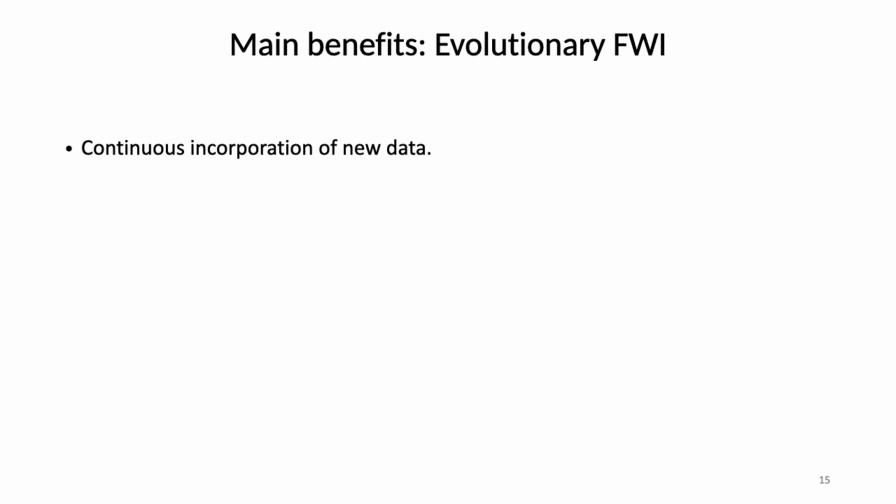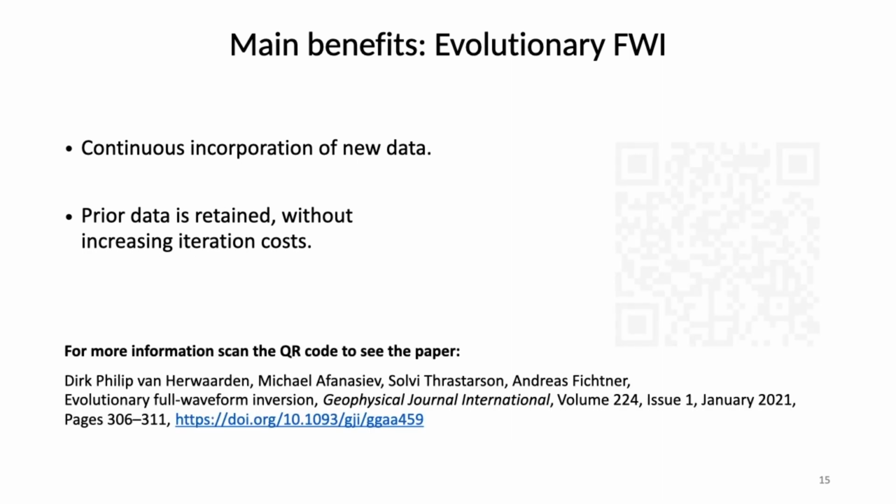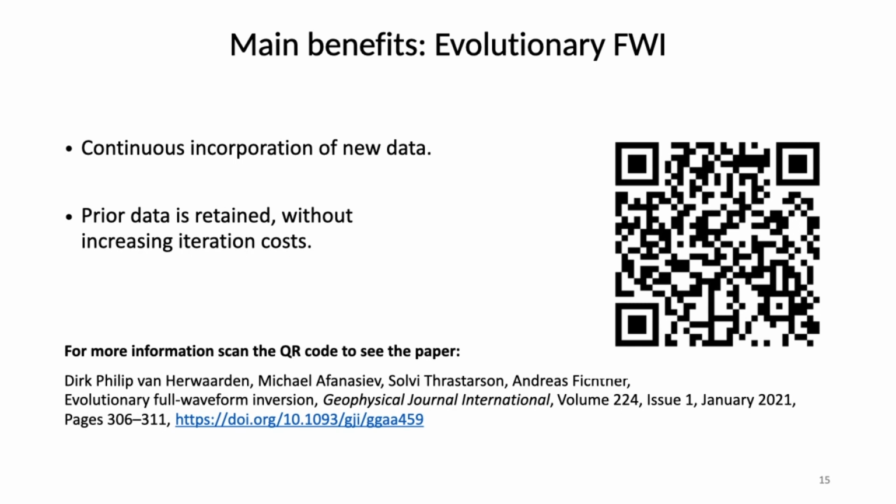To summarize, we have shown that the dynamic minibatch approach can be used to implement evolutionary full waveform inversion. The main benefits are that one can start with a simple model and dataset and progressively update the model as new data becomes available. Prior data can be kept in the inversion without increasing the iteration cost, and no restarts are necessary. If you would like to learn more about this approach, you can find more information in the paper that can be accessed by scanning the QR code.